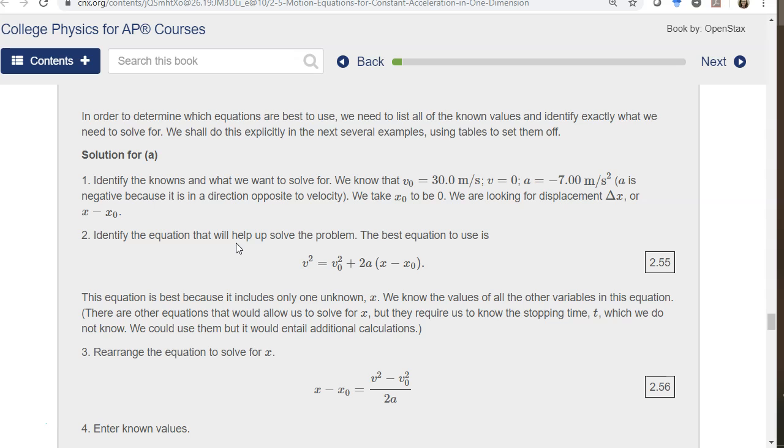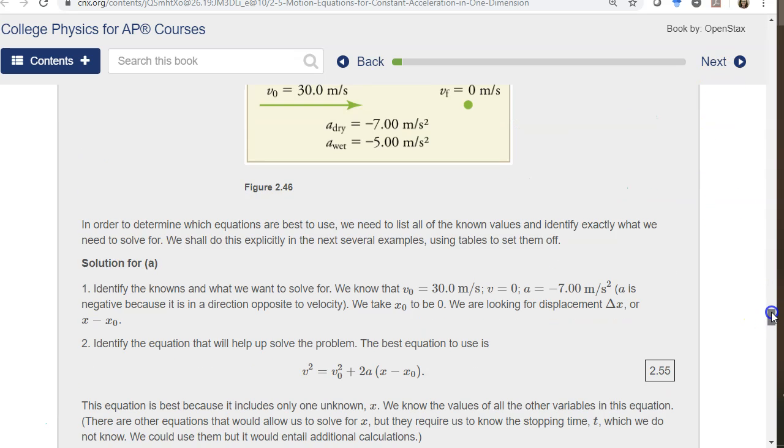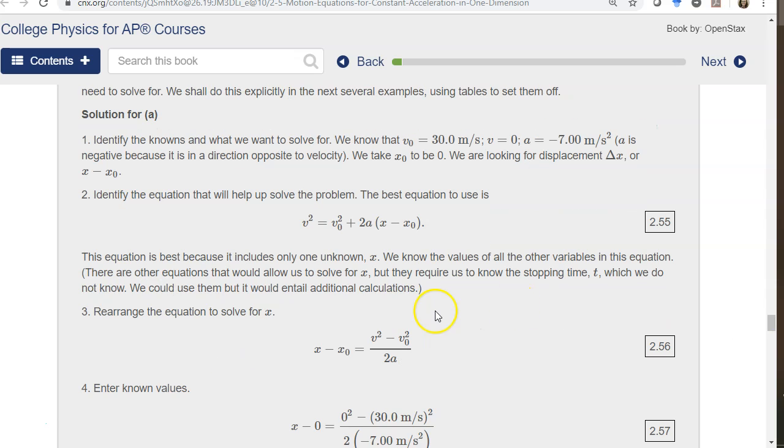So this equation is best because it includes only one unknown. So we've isolated that. We know that the values for the other variables are known because we've already taken notes on them up here, okay? And so then you want to rearrange this equation. You can plug numbers into v, you can plug numbers into acceleration. You cannot plug numbers into these zeros, so you've got to try to isolate them, and these are just basic math rules. So to isolate this expression, you have to do what's happening on this side of the equation to the other side of the equation.